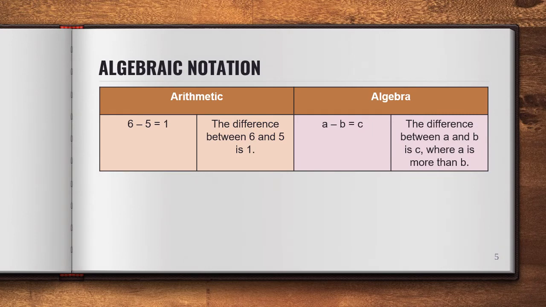So next, let's have the subtraction. 6 minus 5 is equal to 1. In words, the difference between 6 and 5 is 1. Next, A minus B is equal to C. The difference between A and B is C, where A is more than B.